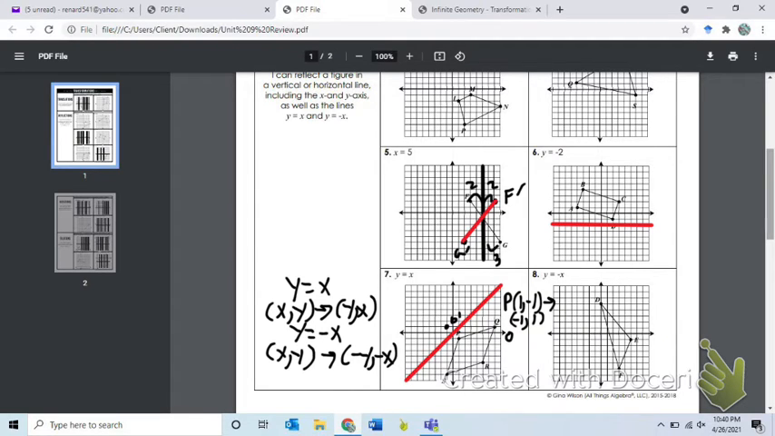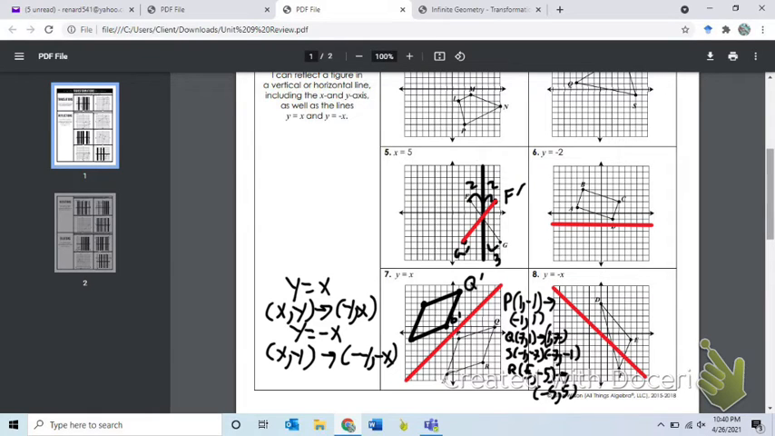That's P prime. Q, (7, 1) goes to (1, 7). Q prime. S, (-1, -7) goes to (-7, -1). And R goes from (5, -5) to (-5, 5). That's what it looks like. Again, if you could fold this on the reflection line, they'd lay exactly on top of each other.